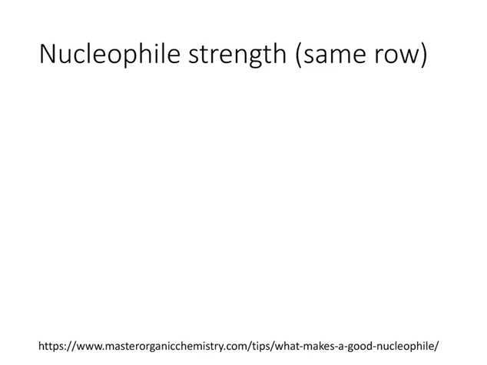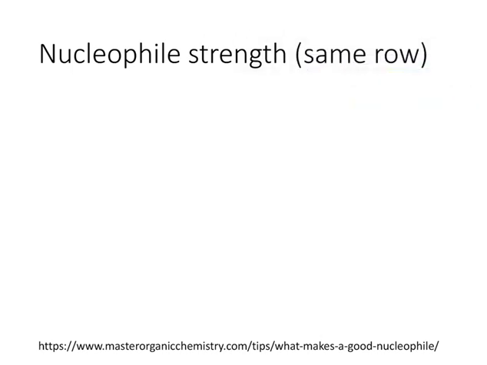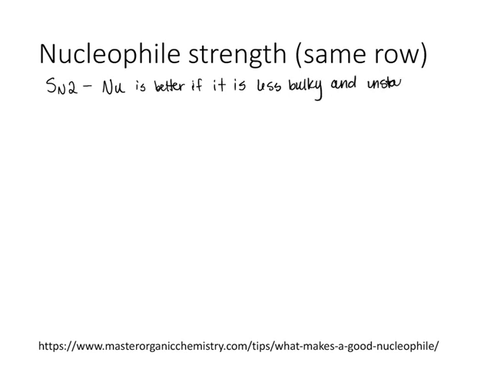Everyone. In this video, we are going to go over the role of the solvent in SN2 and SN1 reactions. Now, last time we talked about the role of the nucleophile, and we said that a nucleophile has to be less bulky and unstable for SN2 reactions. So the nucleophile is better if it is less bulky and unstable.